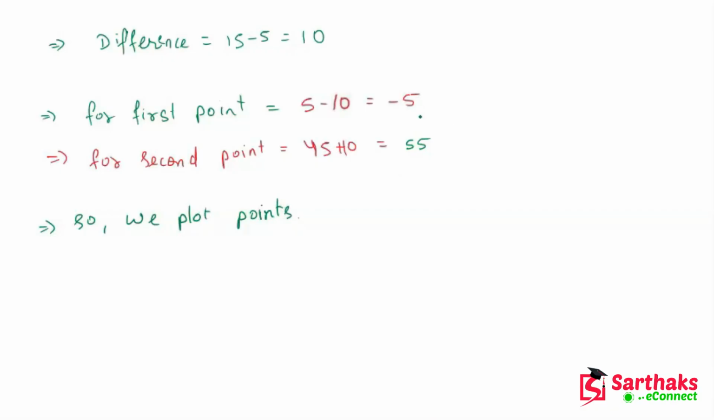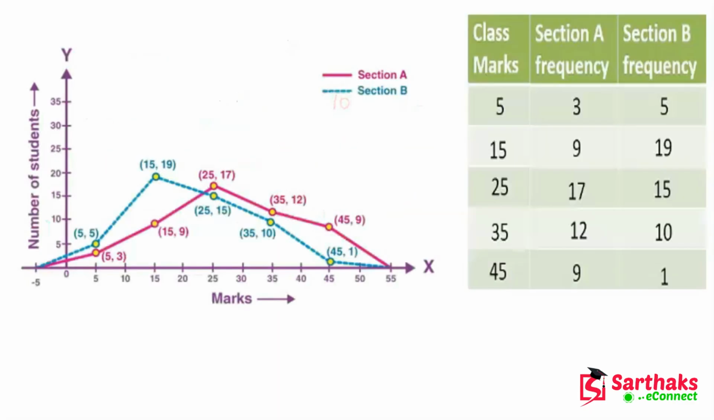So these are the points where frequency is 0. So we are calculating the points where frequency is 0. Here we can write minus 5 comma 0 and 55 comma 0. So this is the starting point and this is the ending point. Okay, now let's draw the frequency polygon.